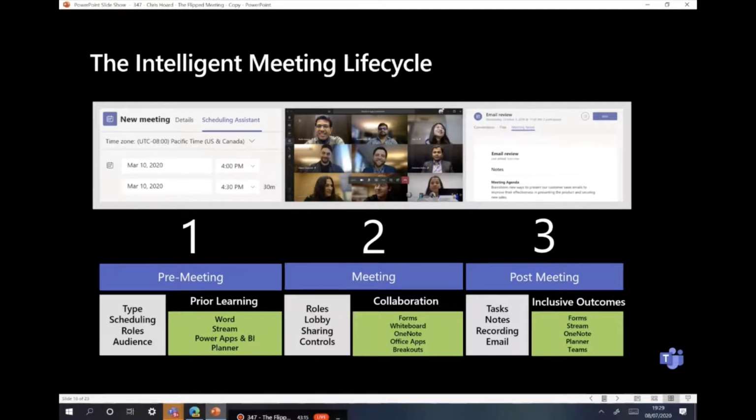Secondly, within the meeting, beforehand, we would think about the roles people have, whether they're presenters or attendees, whether the lobby was on, how we would share our materials, whether it's through PowerPoint or whiteboard, and we would consider the controls within that meeting. We're now also starting to think about our strategy for how users are going to collaborate together.